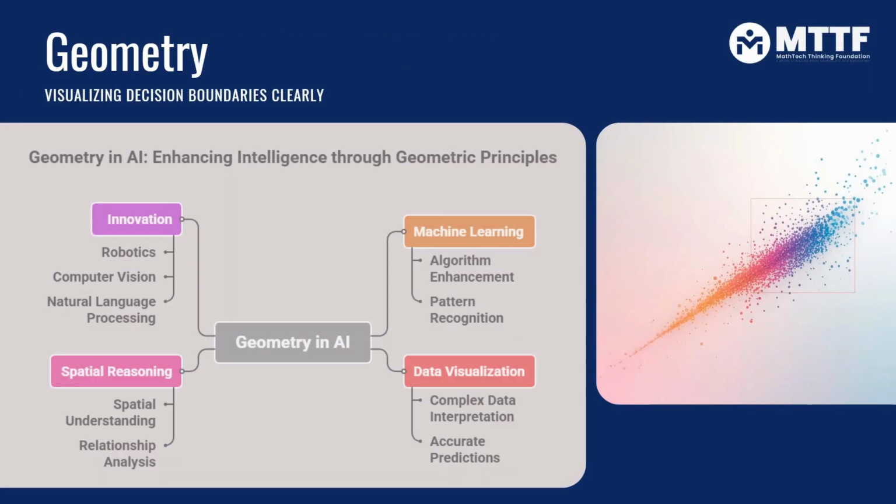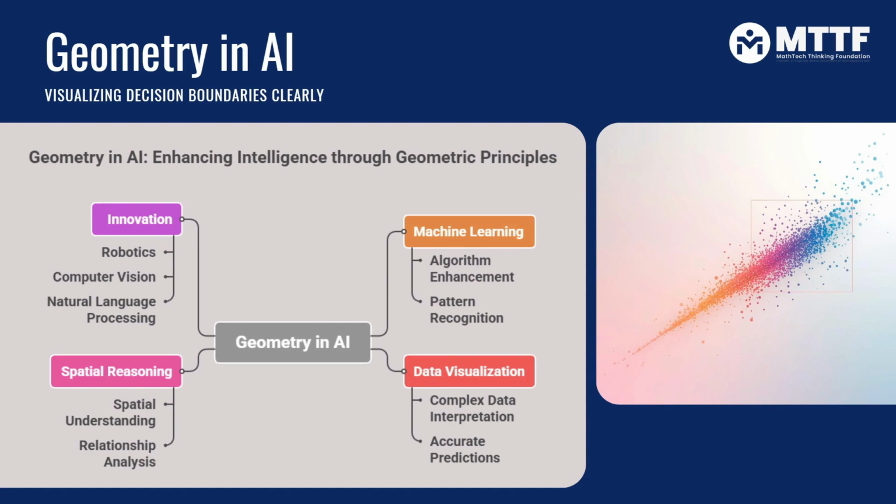Geometry plays a vital role in how intelligent machines perceive, understand, and interact with the world. In robotics, geometry helps machines navigate space, plan motion, and avoid obstacles. In computer vision, it enables the system to recognize shapes, depth, perspective, and object boundaries. In natural language processing, geometric representation allows the meaning of words and sentences to be mapped in high dimensional space. Within machine learning, geometry enhances algorithms by improving pattern recognition and defining distances, similarities, and separation between data points.